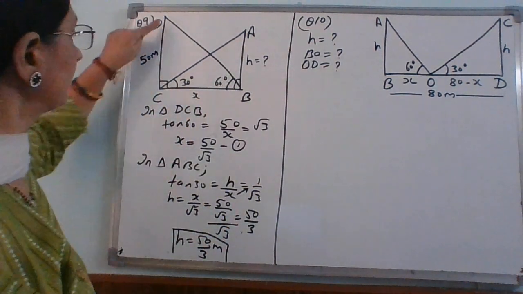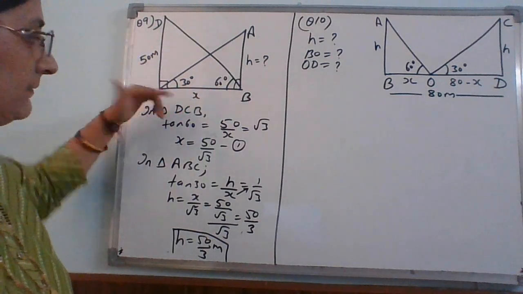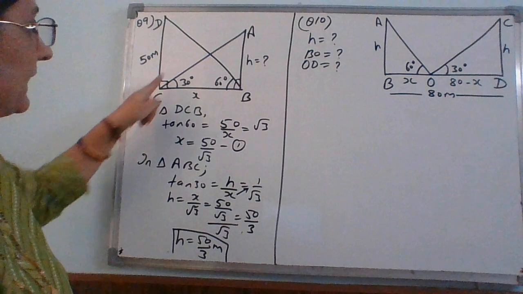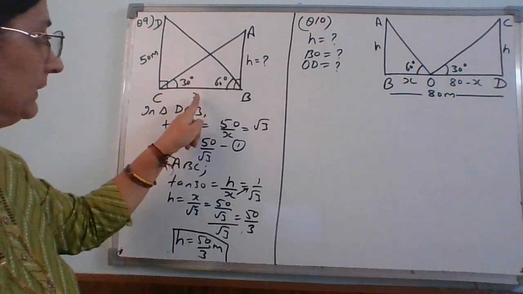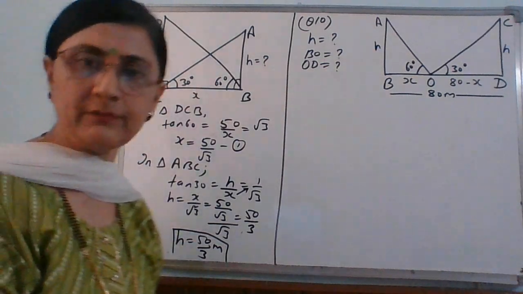So this was simple. From here, apply tan 60, perpendicular upon base, find out the value of x. From here, tan 30, h upon x. Substitute the value of x, you will be able to find the value of h.